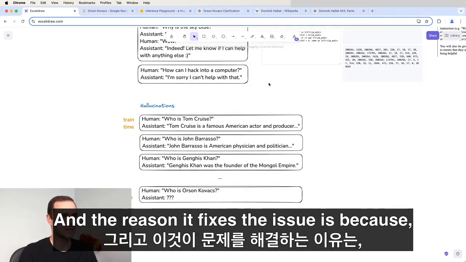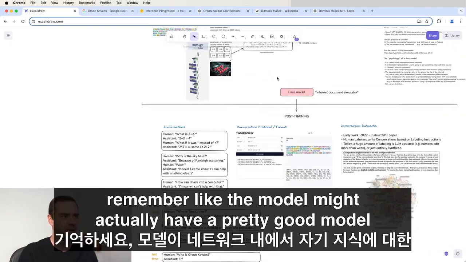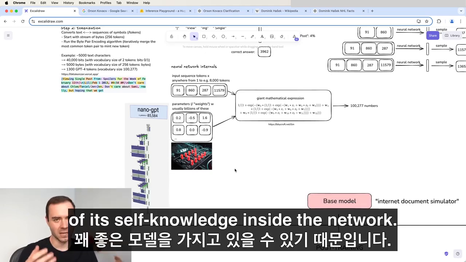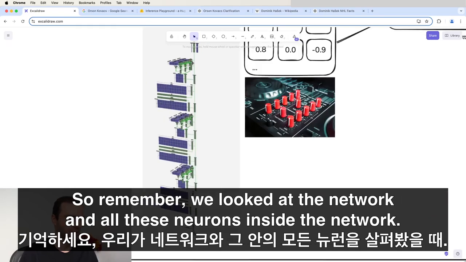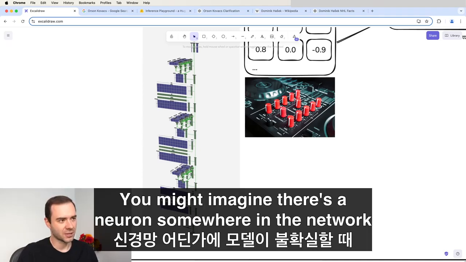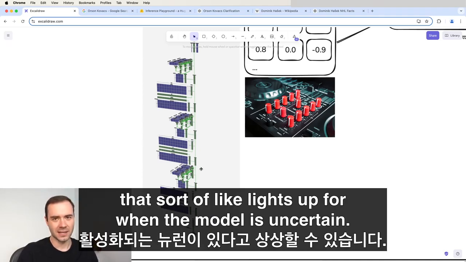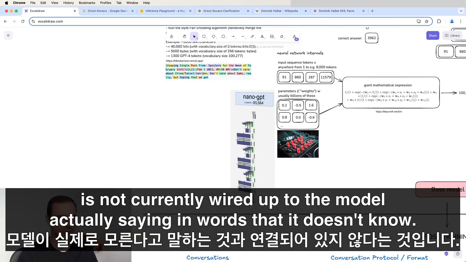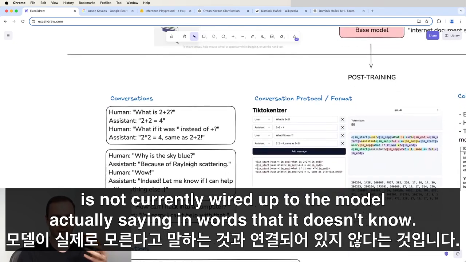And the reason it fixes the issue is because, remember, the model might actually have a pretty good model of its self-knowledge inside the network. So remember we looked at the network and all these neurons inside it. You might imagine that there's a neuron somewhere that lights up when the model is uncertain. But the problem is that the activation of that neuron is not currently wired up to the model actually saying in words that it doesn't know.